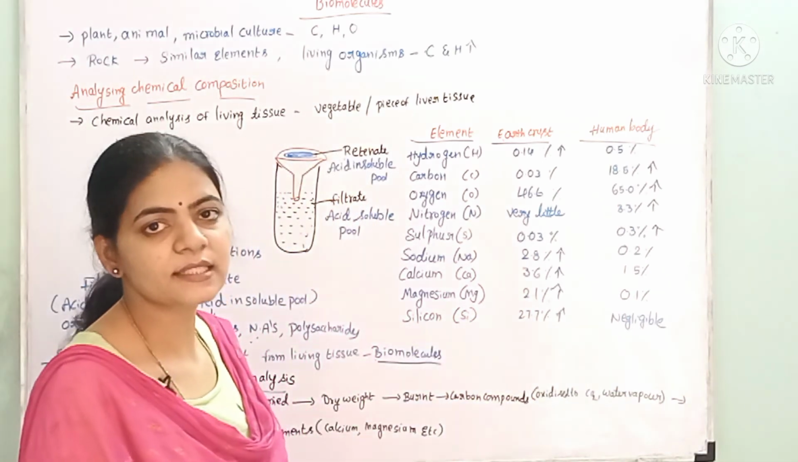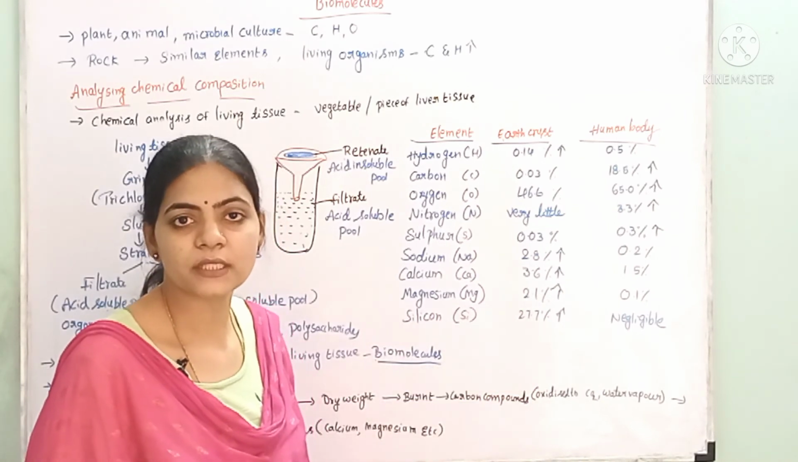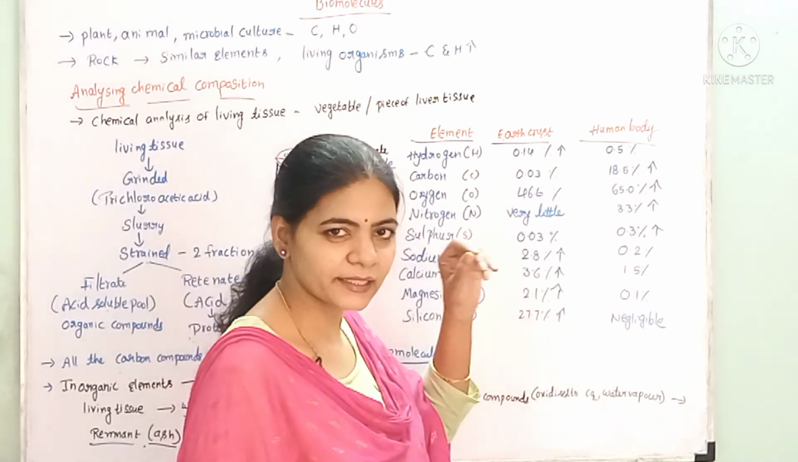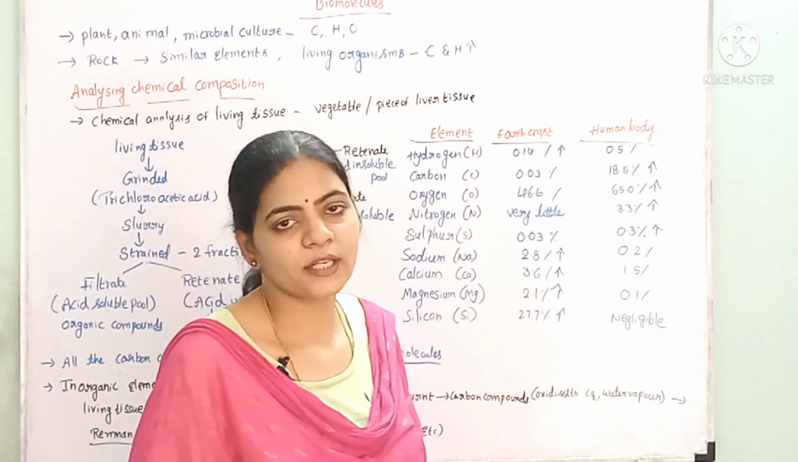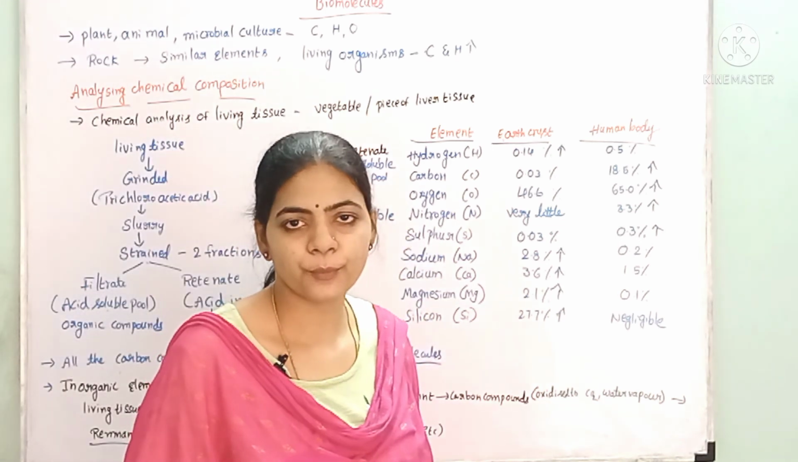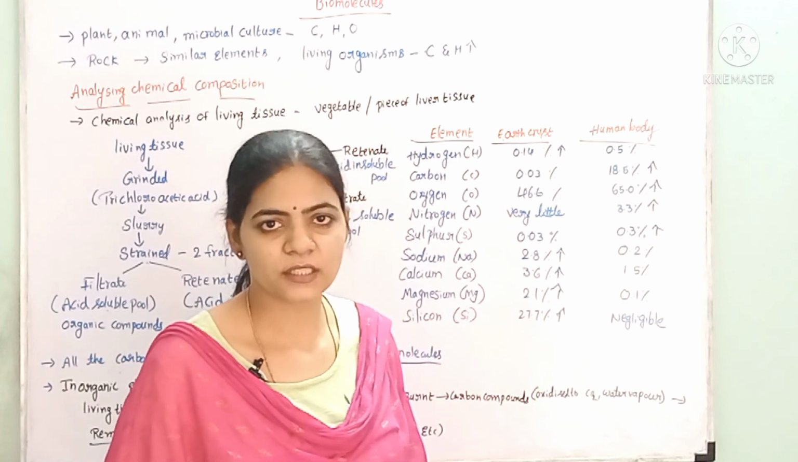And the last one is silicon. Silicon is nearly 27.7% in the earth crust, but it is not found in the human body; a very negligible amount of silicon is present. These are the several elements present in the human body. Now, in the next part, we will see what the inorganic elements present in the human body are.